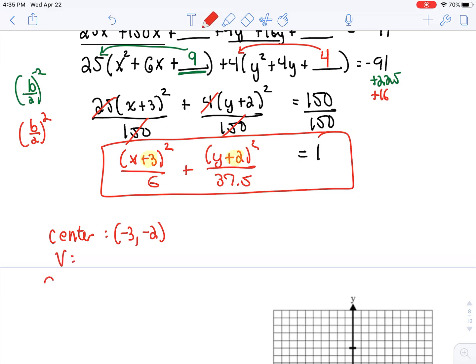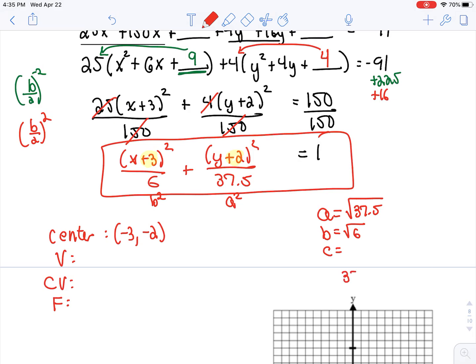To find my vertices, my co-vertices, and my focal points, I'm going to need to know my A, B, and C values. Well, my A value, remember, that's going to be the larger one. So this is representing A squared. This is representing B squared. My A value then is the square root of 37.5. My B value is the square root of 6.